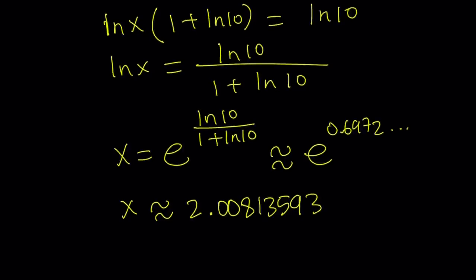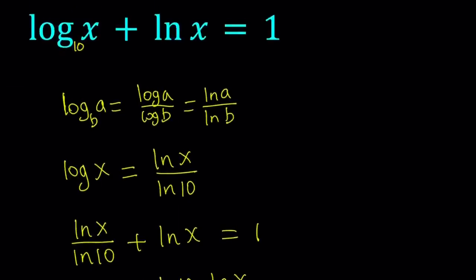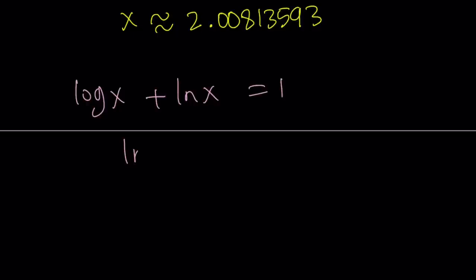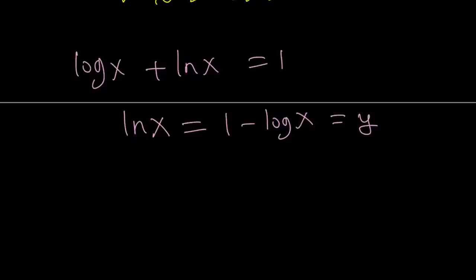So we got the solution by changing bases, and then we got the answer. So let's go ahead and take a look at the equation from another perspective. We have log x plus ln x equals 1. Now, I would like to do the following. I want to isolate ln x and write this as 1 minus log x, and then set both of these equal to y. So from here, I get ln x equals y, and from here, x equals e to the power y.